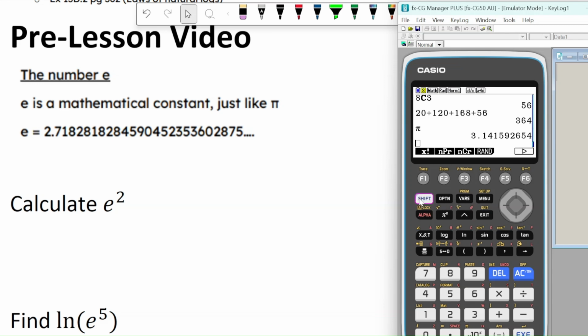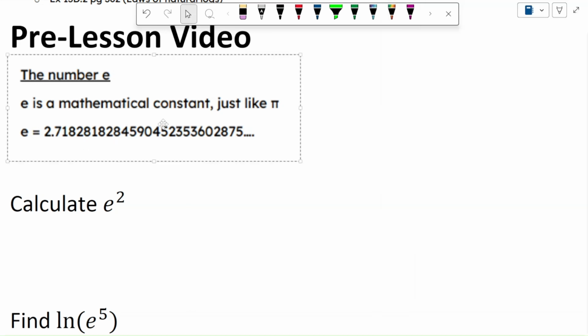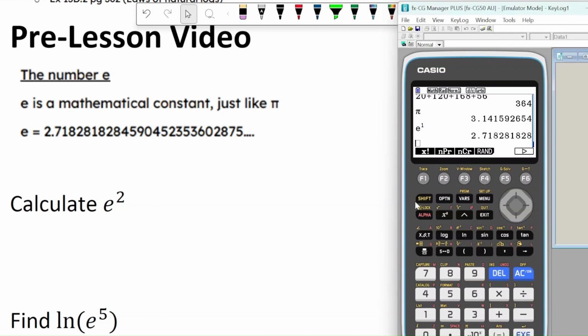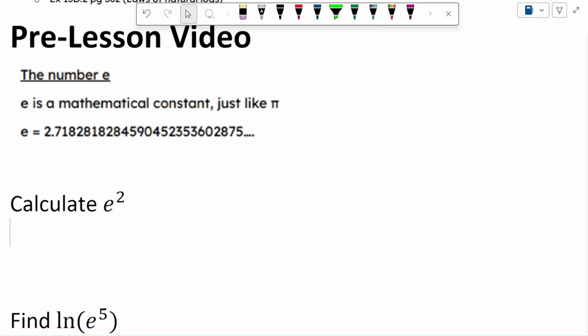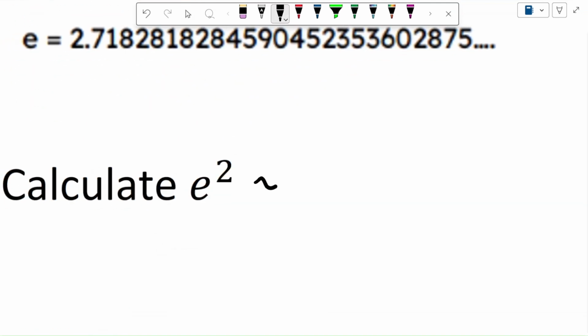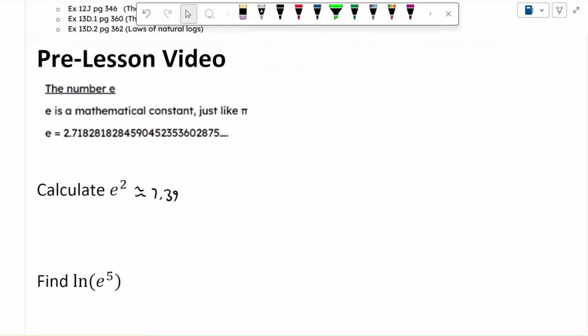So you can get it on your calculator by going e, and it always wants it to the power of something. So you can just write it to the power of 1, and you'll get this number. And as you can see here, it sort of goes on forever and ever, never repeats. So you can do stuff like calculate e squared, for example. So it's 7.38. Let's go round that up.